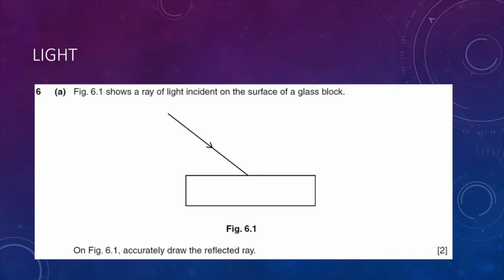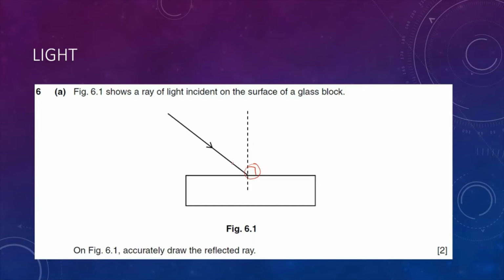Before we draw the reflected ray, first we have to draw the normal line. The normal line must be drawn perpendicular to the surface of the glass block. So this must form a 90 degrees angle. After you draw the normal line, usually we draw normal line using a dashed line like this.